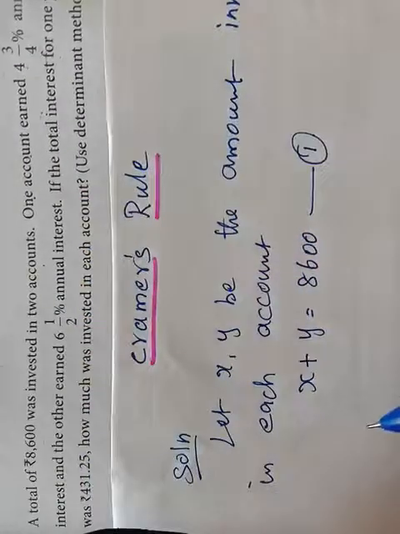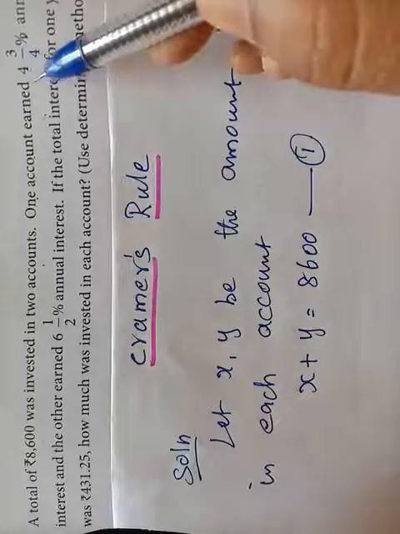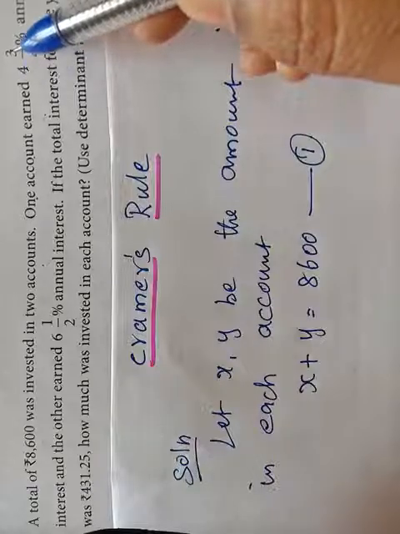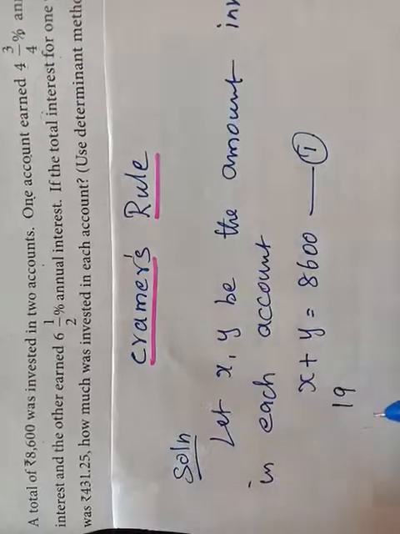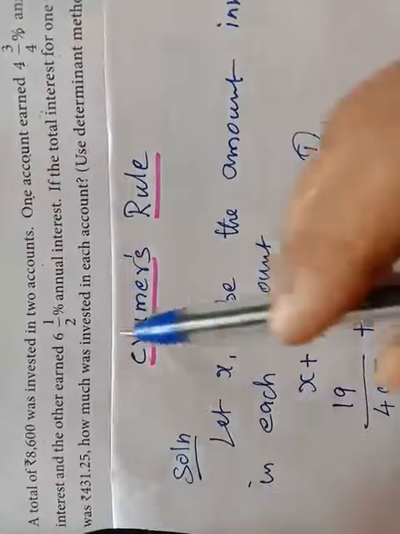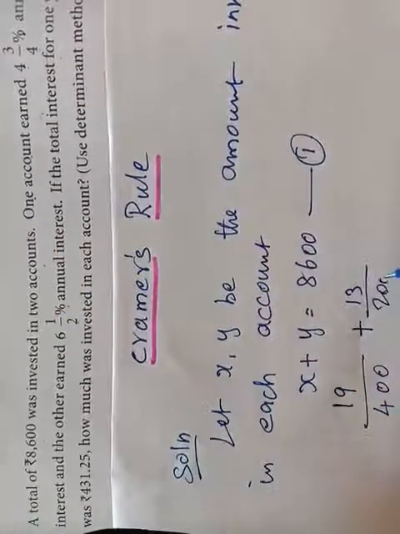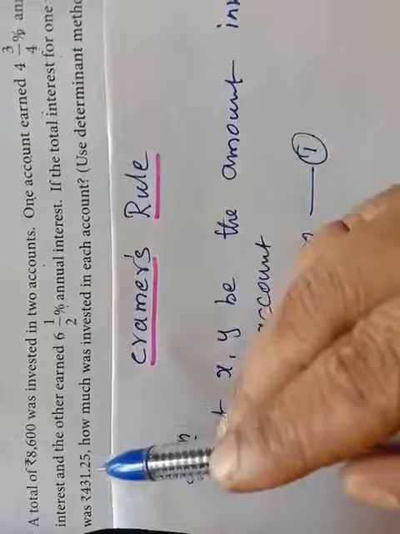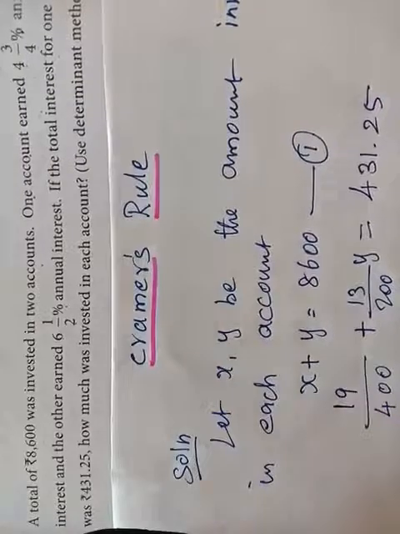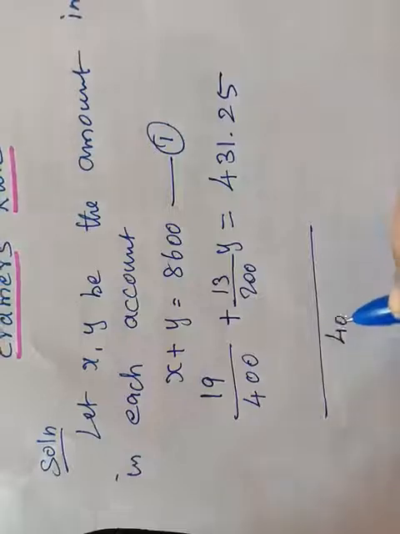Interest, so the formula is PNR by 100. Here 4 3/4% is given, and we want to change it to an improper fraction. How can we change it? 4 into 4 is 16 plus 3, 19/4%, therefore 19/400, plus the other one, 6 1/2%, 12 plus 1, 13/200. This equals the interest amount given, 431.25. So the LCM here we can take as 400. 400 is the LCM.